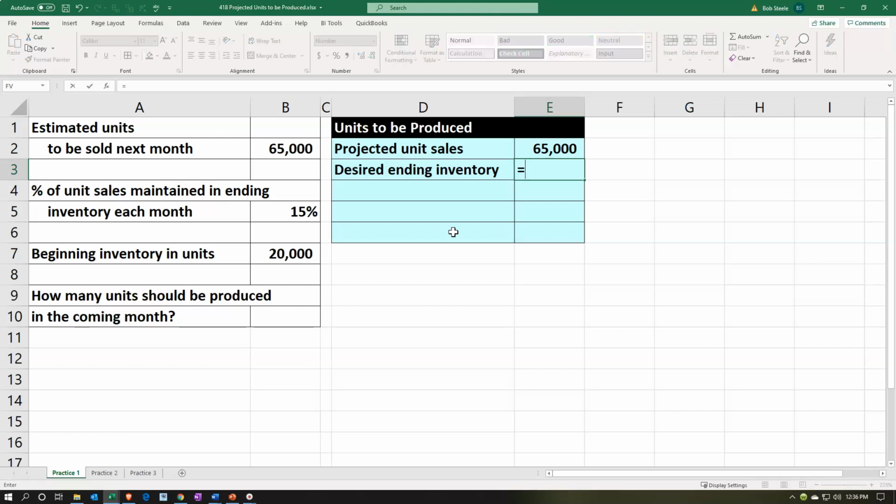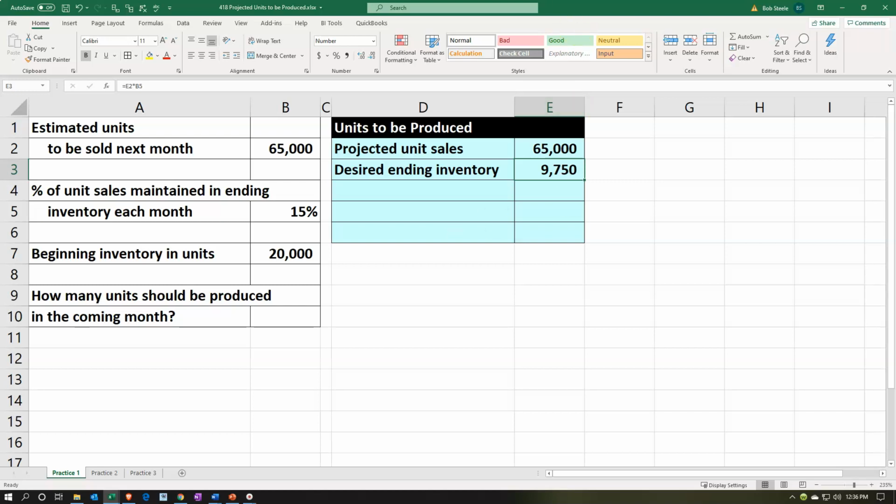So this is going to be equal to the 65,000 times, brackets, times the 15%. So that's going to be the 9,750. The 9,750, that's what we want to keep in ending inventory.